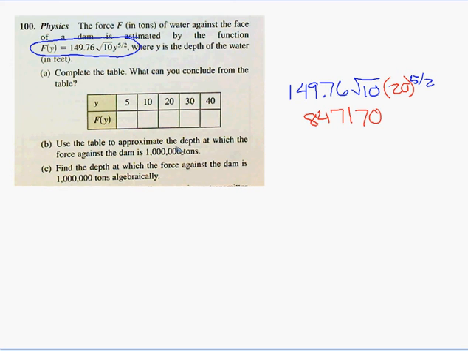Now use the table to approximate the depth at which the force is 1,000,000. Well, at some point in this table, it's going to be close to 1,000,000. For example, this is already 800,000 when it's at 20. So somewhere higher than 20, somewhere in here, it's going to reach 1,000,000 or about 1,000,000. And now you guys don't have to do C yet. Save that for tomorrow, but you'll just estimate what the y value is that would be about 1,000,000.